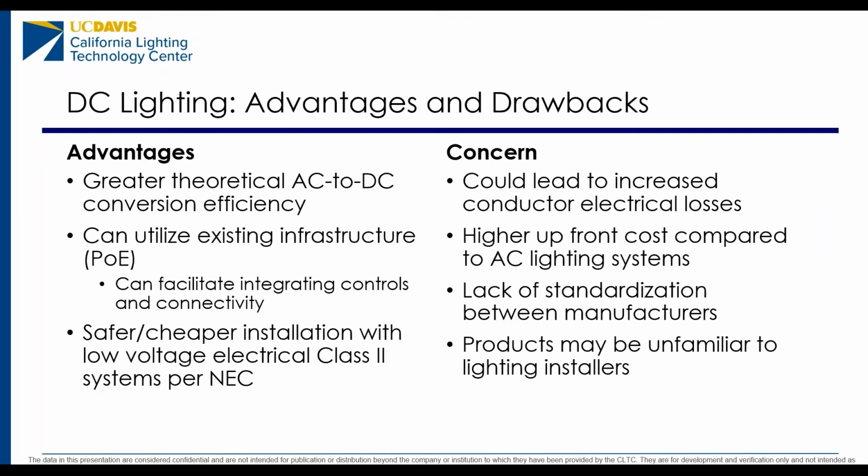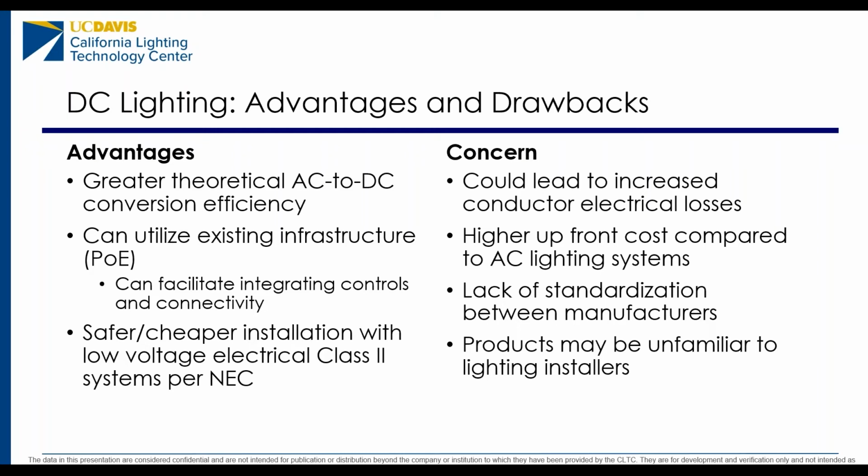So there are some potential advantages and disadvantages to a DC lighting system. Some of the advantages are, again, that higher theoretical AC to DC conversion efficiency. You can utilize existing building infrastructure. We'll talk about it in a minute, but the PoE system, or power over Ethernet system, can piggyback off of existing IT or information technology infrastructure. They can be safer and cheaper to install since they're classified as low voltage class 2 electrical systems per NEC.